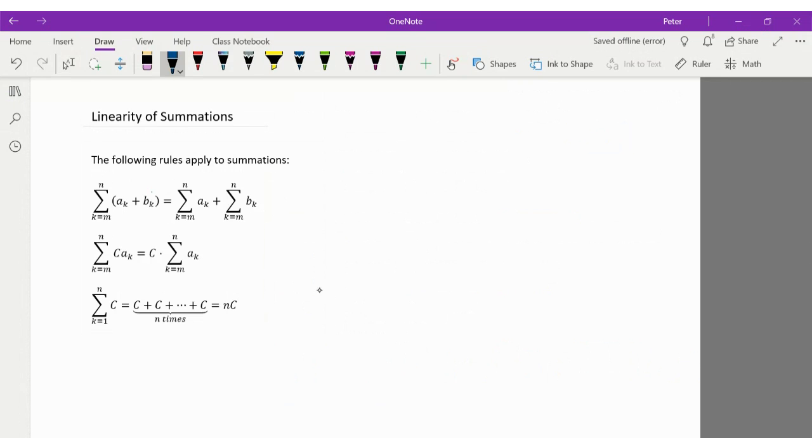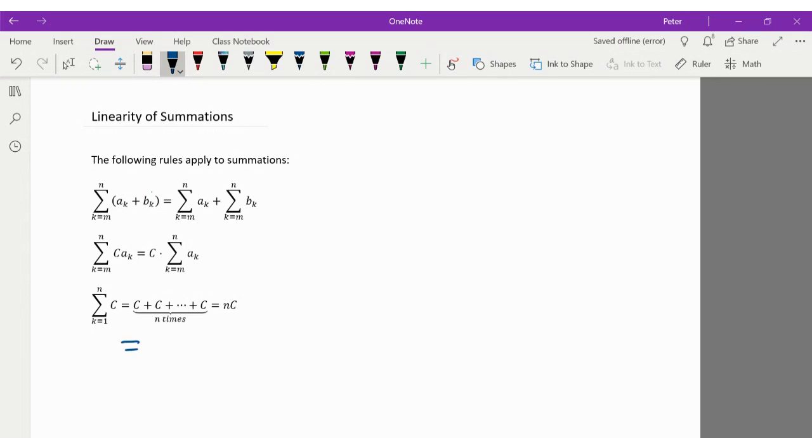It's also the case that if I have the sum of some constant times these terms, I can just pull the constant outside. And finally, this is possibly the last one, the easiest one to see: the sum from k equals 1 to n of c is just equal to n times c. This should be fairly clear.